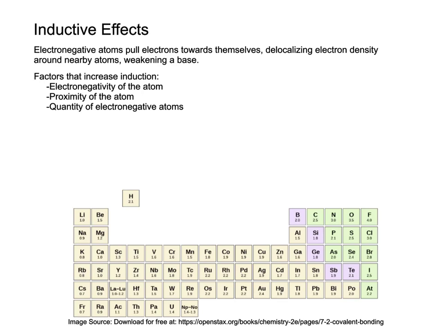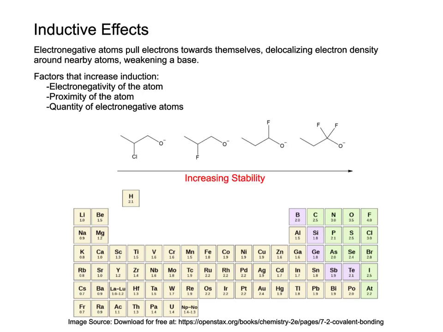So let's consider the following. If we look at these four bases, the base is found at the oxygen position. That's where our negative charge is located. So element effects, which we reviewed in the last slide, refers to the oxygen only. Inductive effects refers to the nearby electronegative atoms, in this case either chlorine or fluorine.